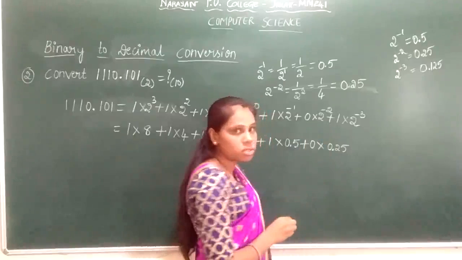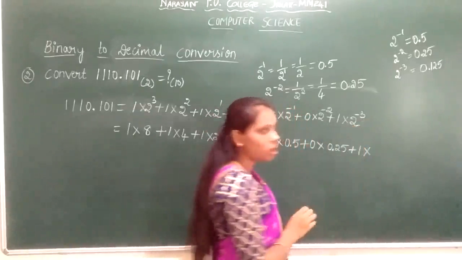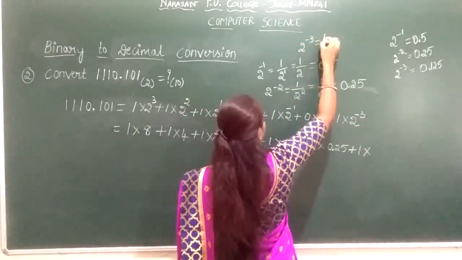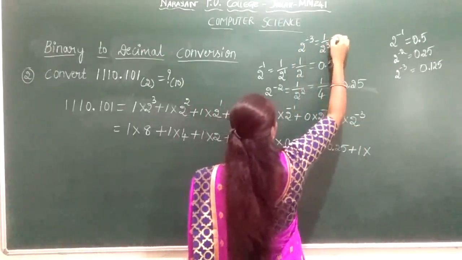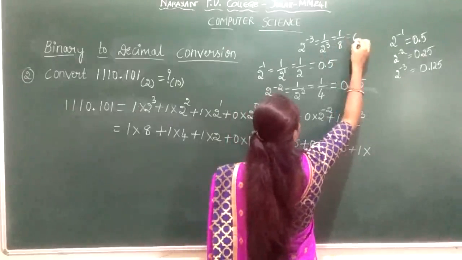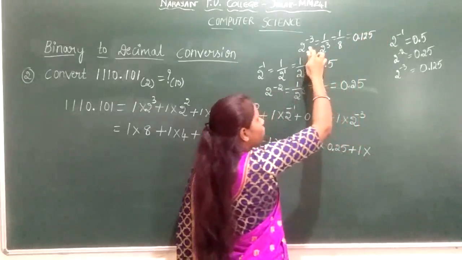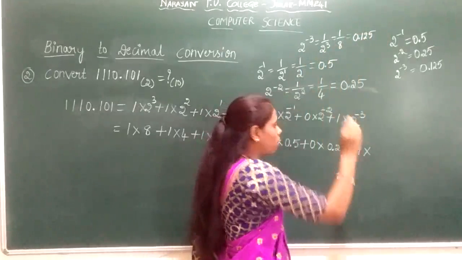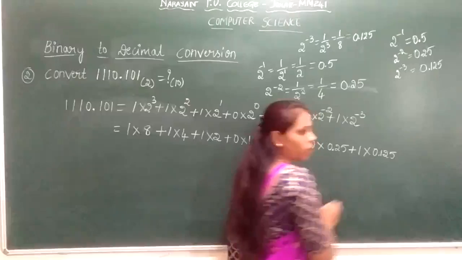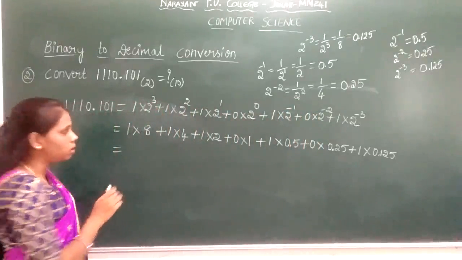2 power minus 2 is 0.25 plus 1 into 2 power minus 3. See, 2 power minus 3 can be written as 1 divided by 2 cube. 1 divided by 2 cube is 1 divided by 8. So that will be 0.125. So 2 power minus 3 value is 0.125. Next, multiply the terms.